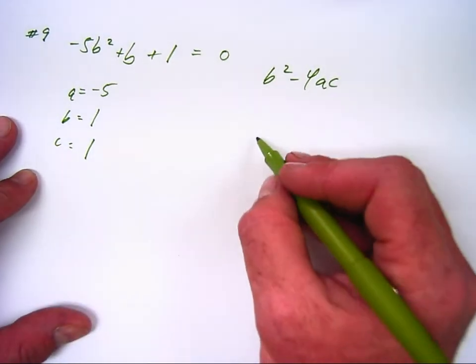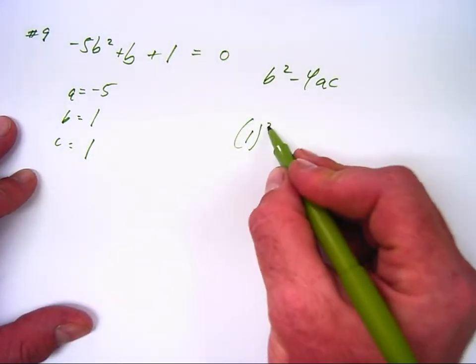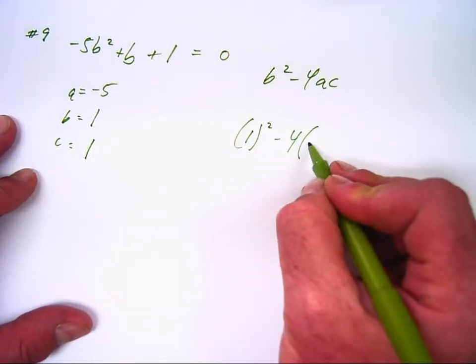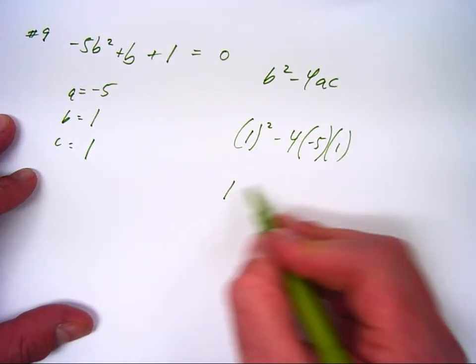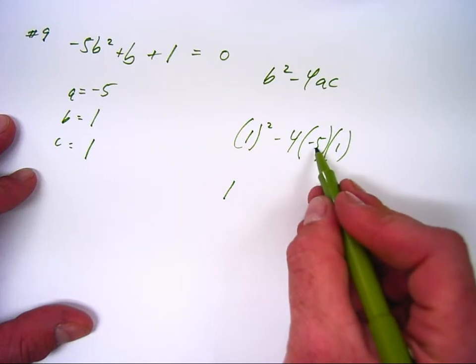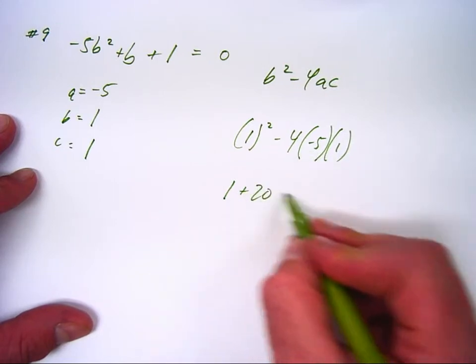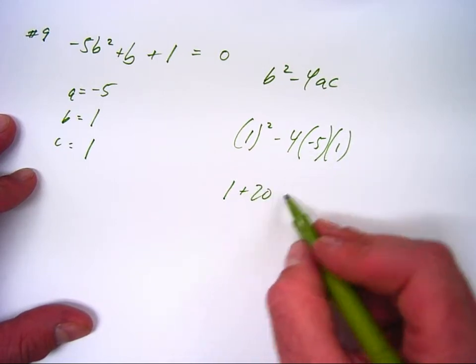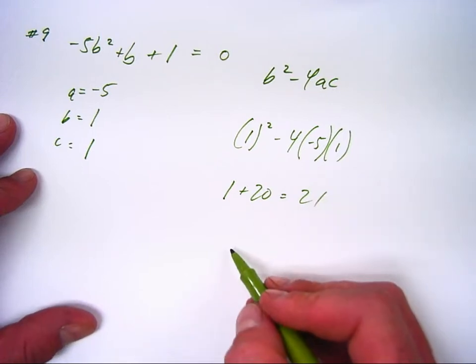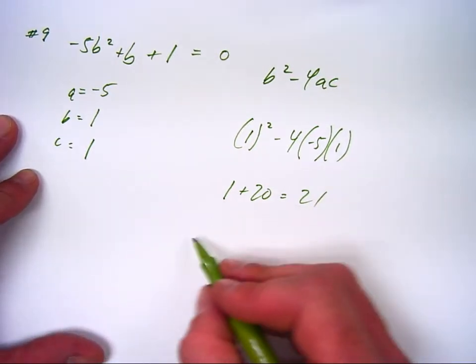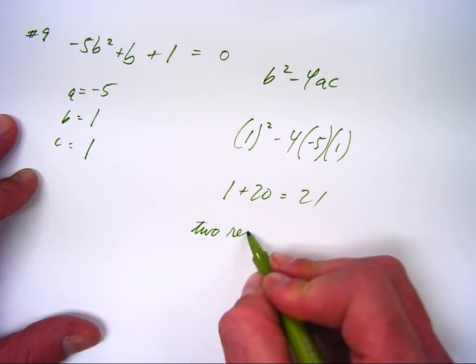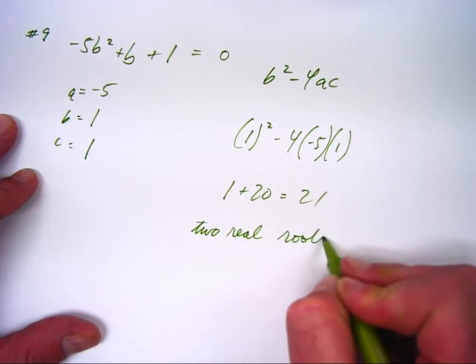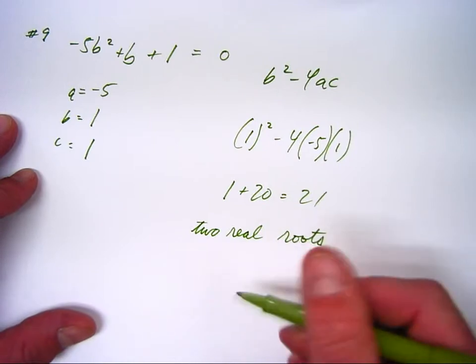So I'm going to sub it in. So b squared, I get 1 squared minus 4 times negative 5 times 1. So I get 1, and negative 4 times negative 5 is positive 20. And 20 times 1 is 20. So I get 21. So is that a positive number? Absolutely. So I know this equation is going to have 2 real roots also, because that number is positive.